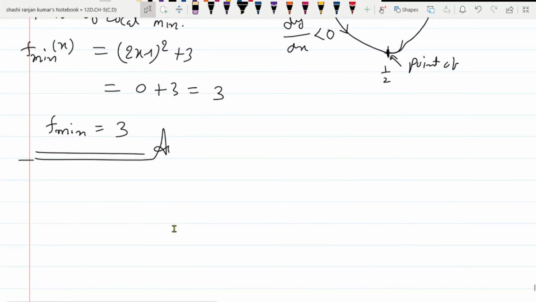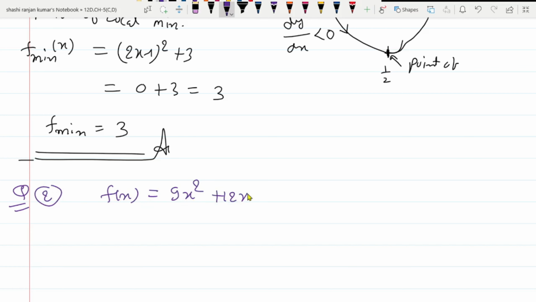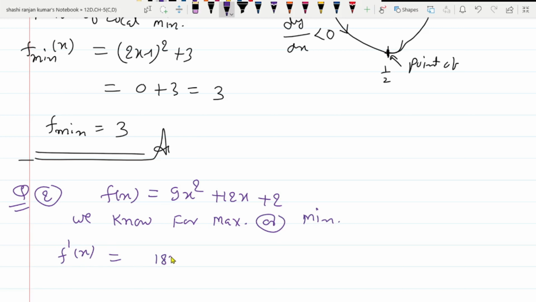Question number 2. Can you solve this? You can see here f of x is equal to 9x square plus 12x plus 2. You have to find maxima and minima. You do the same. We know for maxima or minima, what we have to do? We have to find simply f dash x. Here you are getting 18x plus 12, and take it equal to 0 and find the value of x.